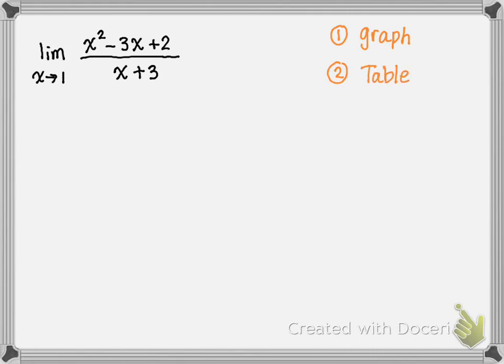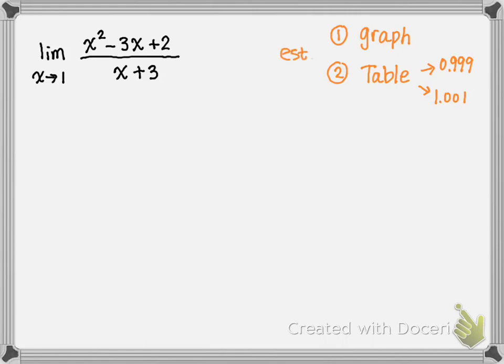So plug in some numbers. For example, in this case, limit as x approaches 1, you can plug in a number like 0.999 and a number like 1.001 to get an idea of what the limit is going to be. But these two approaches are just a guess, or an estimate.